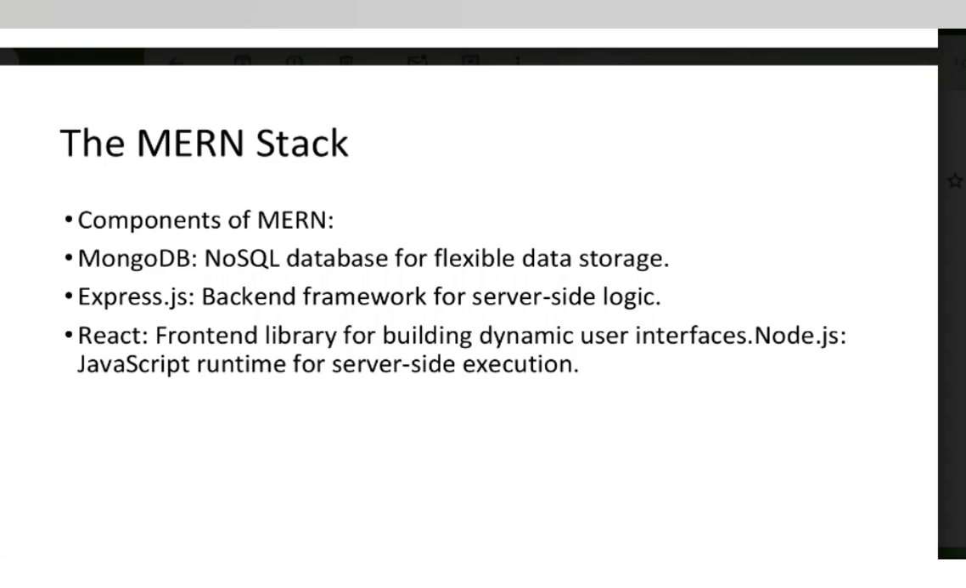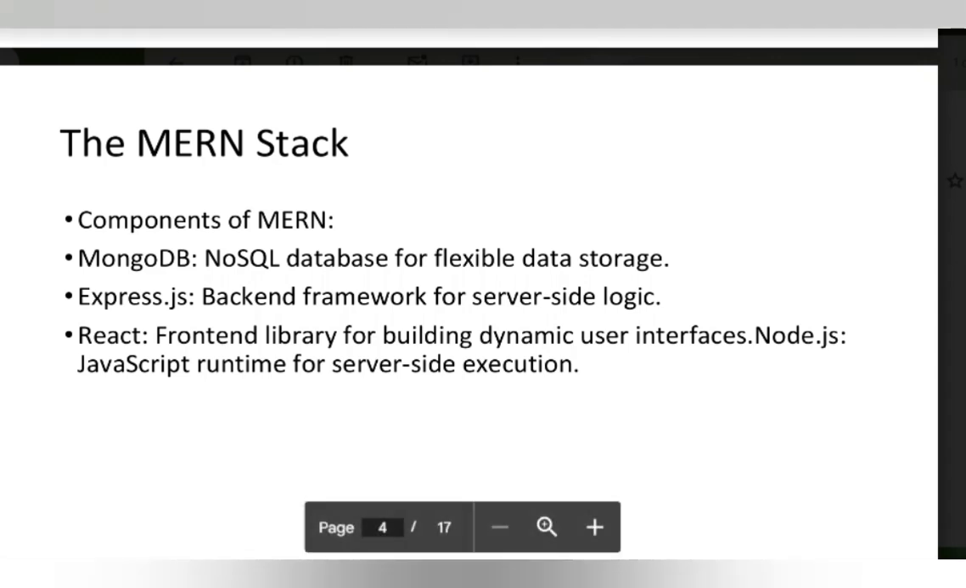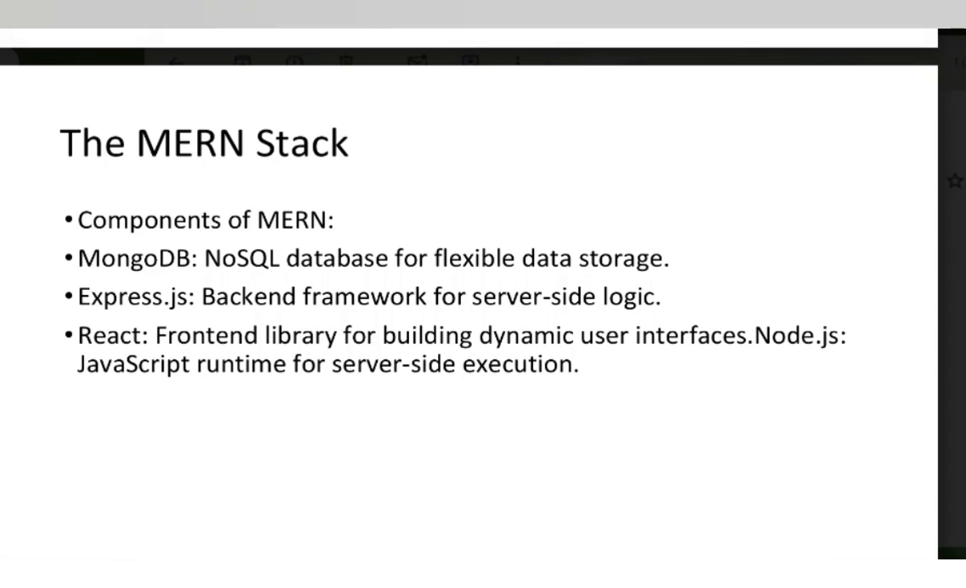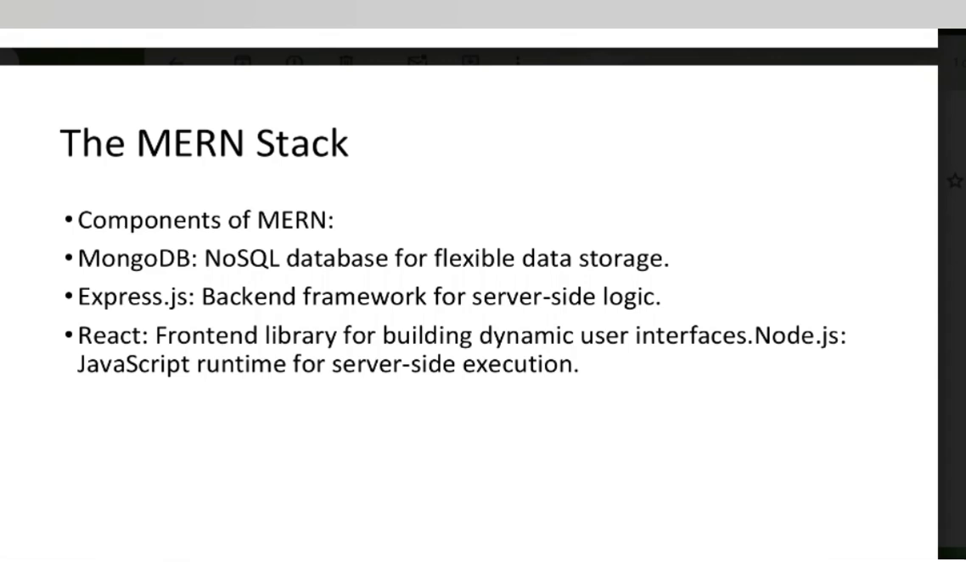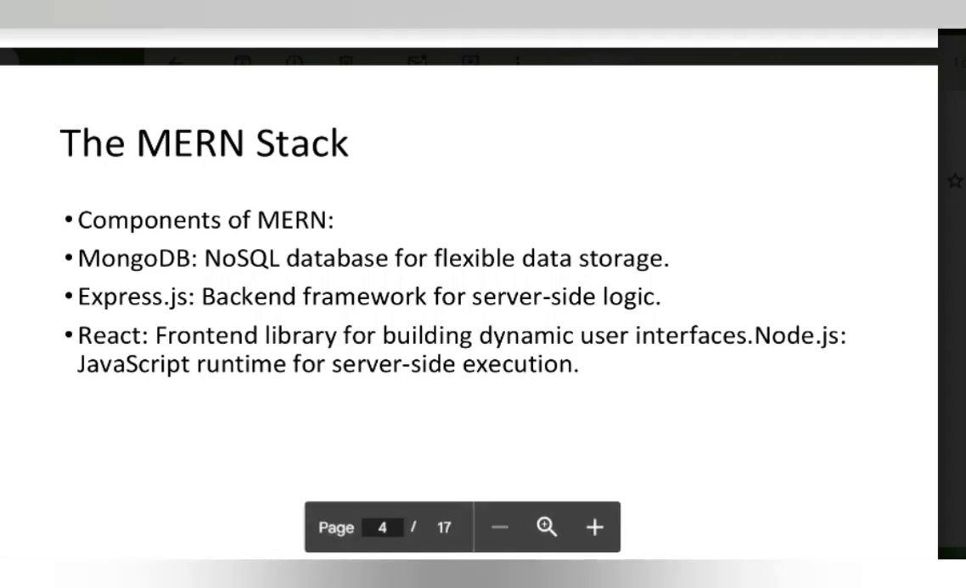Putting it all together, the beauty of the MERN stack lies in its unified language, JavaScript. By using JavaScript for both the front end and back end, it streamlines development and makes it easier to maintain and scale applications. So how do these components work together? This seamless integration allows us to build robust, scalable and high-performing web applications efficiently. The MERN stack's versatility and power make it a popular choice for modern web development, and by leveraging it we can create dynamic web experiences that meet today's demanding user expectations.